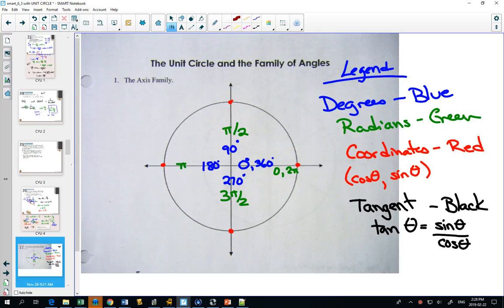Now, if this is a unit circle, and the radius is 1, does it make sense that the coordinates of this point, if this radius was 1, would be 1, comma, 0? If the radius is 1, this point would be at 0, comma, 1. This point would be at negative 1, comma, 0. And here we would have 0, comma, negative 1.